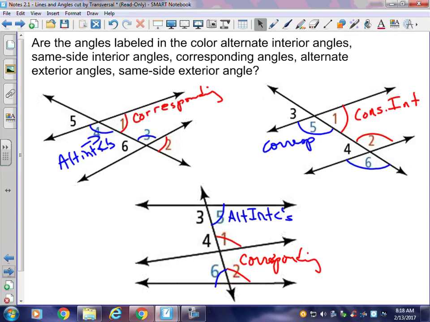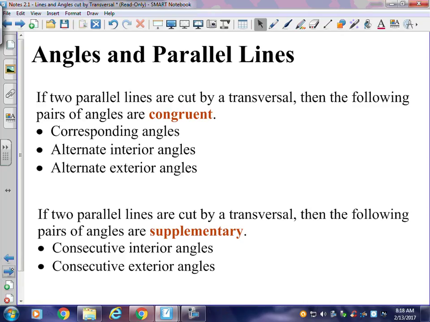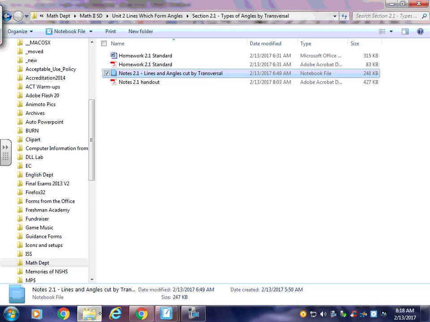Alright, so let's look at our next slide and see where we're going with these names of angles. Well, if the lines happen to be parallel, they have a better relationship. See, the lines we've just been looking at are not parallel. So I think what we will do now is we're going to stop the video, and let me show you the assignment.